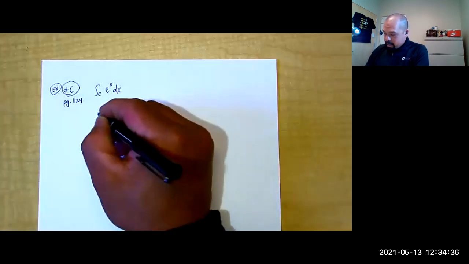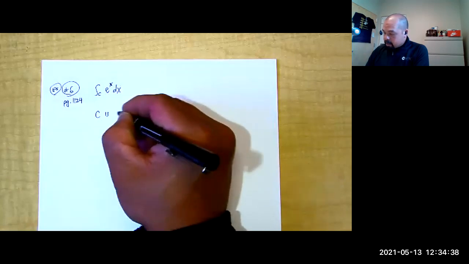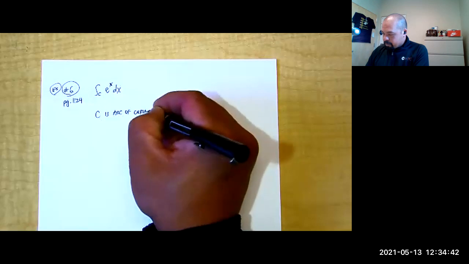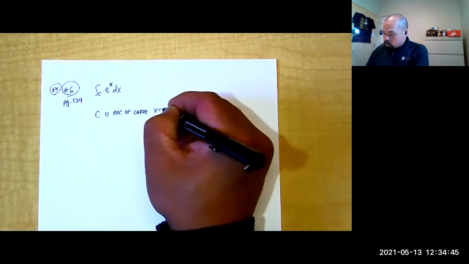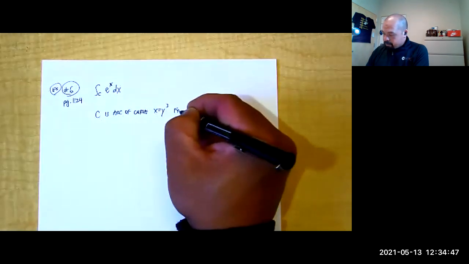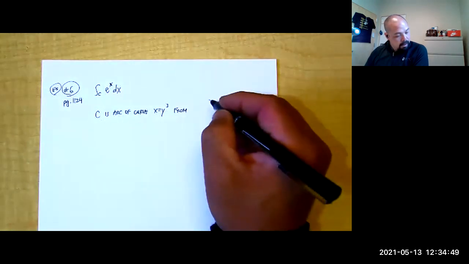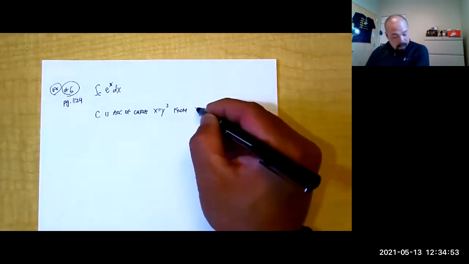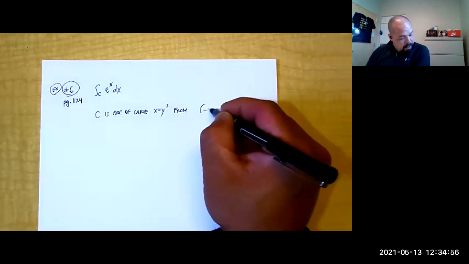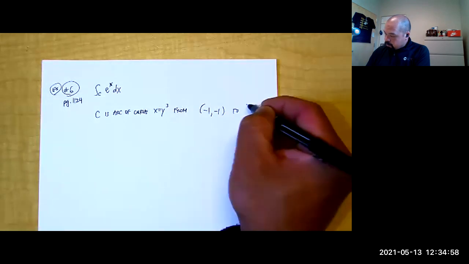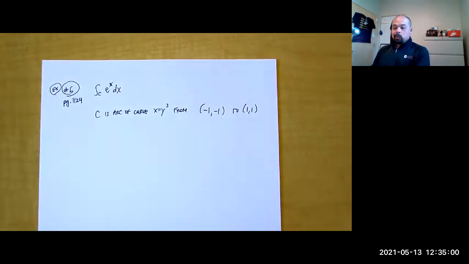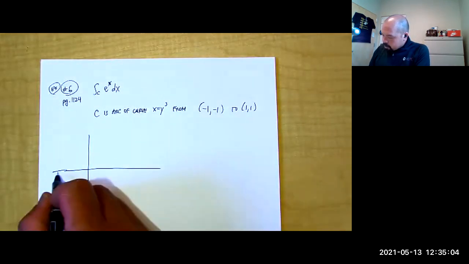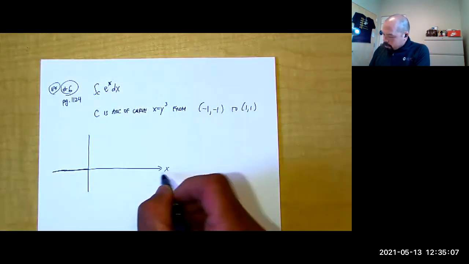But then C is the arc of the curve x equals y cubed from the point -1, -1 to 1, 1. I guess I should have, sorry about that. Angled is better, but that's all right.